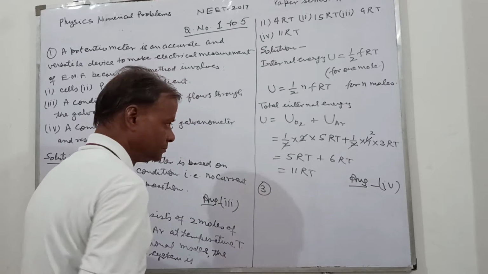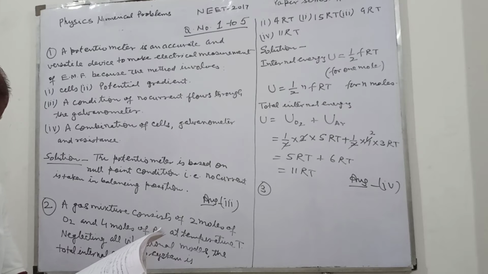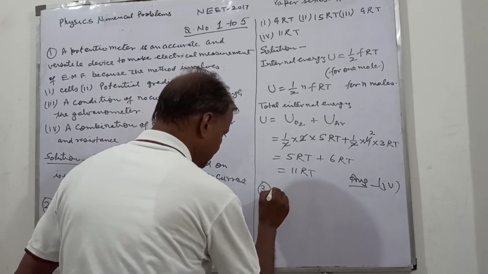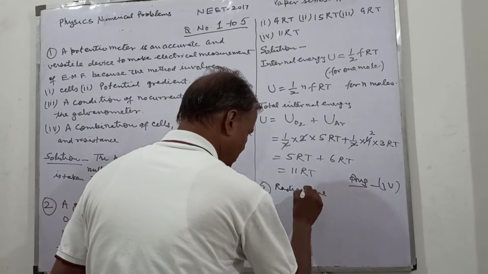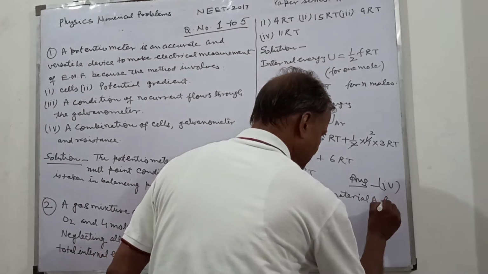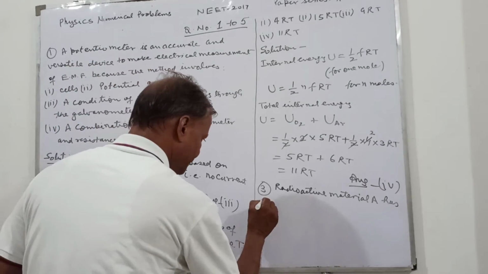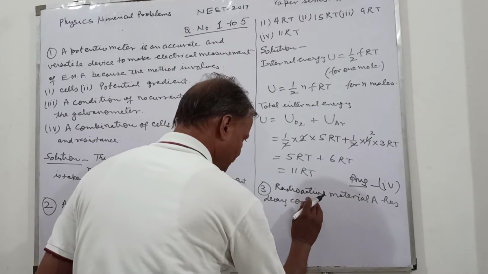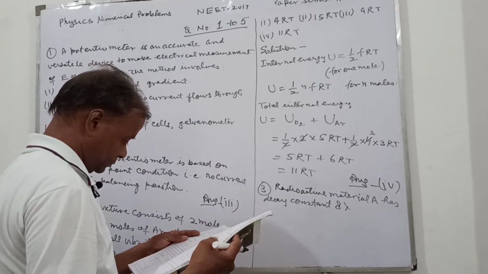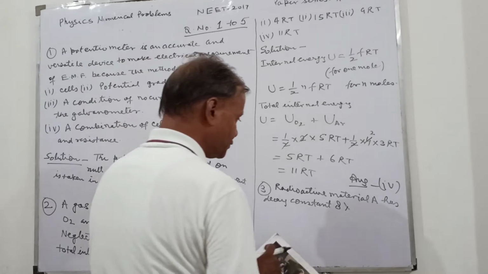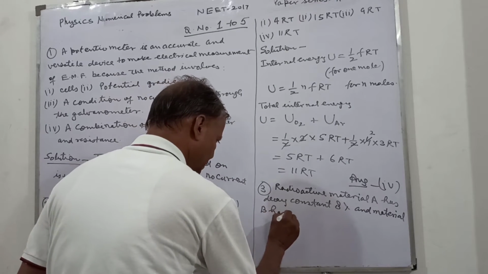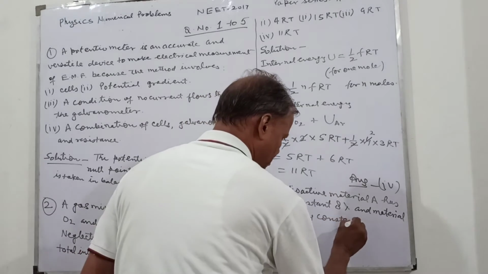Now question number third. Radioactive material A has decay constant 8 lambda, and material B has decay constant lambda.